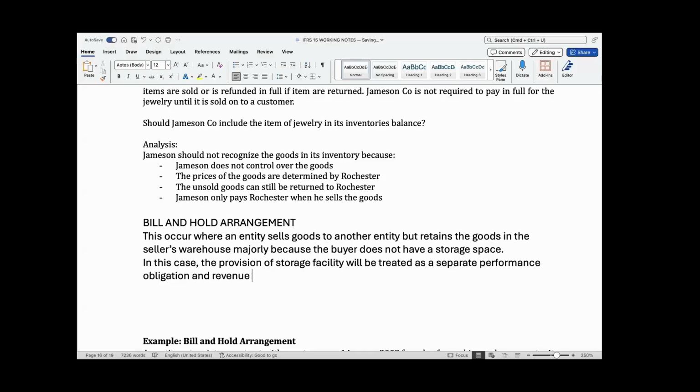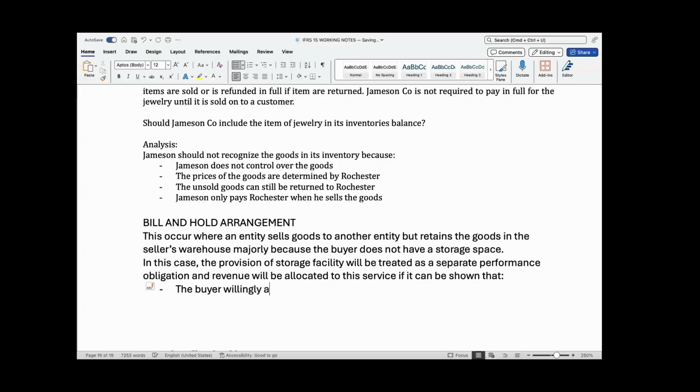And revenue will be allocated to this service if it can be shown that the buyer willingly agrees to the retention of the goods in the seller's warehouse, that the seller cannot transfer the goods to another party.